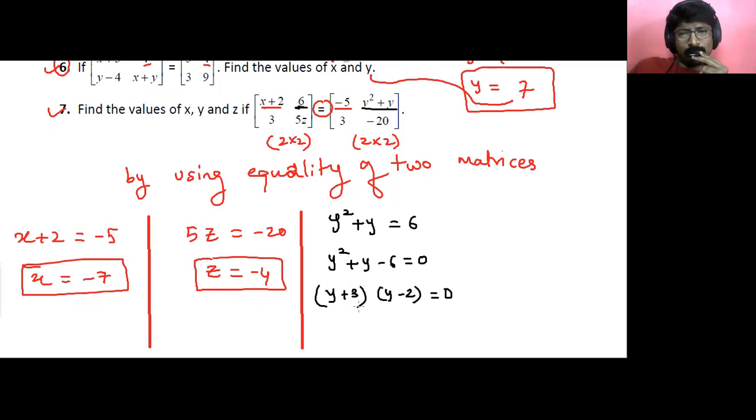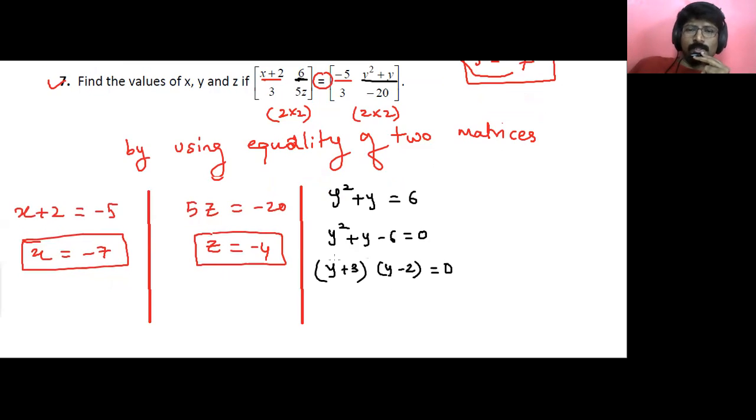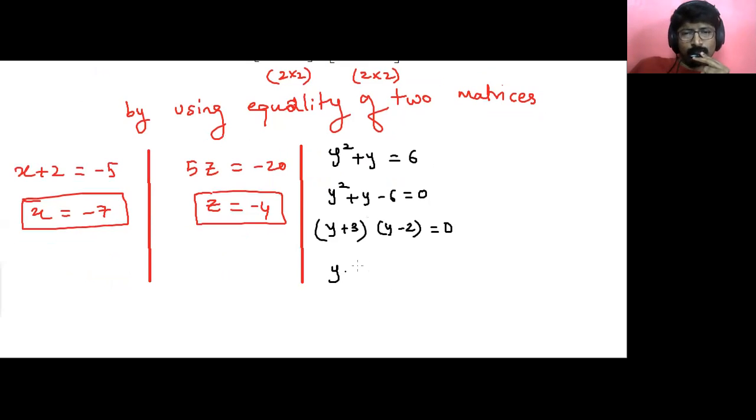So what is this? Y plus 3 into y minus 2. Look at this, y square, and the sum is 1y and the product is minus 6. So all well. So what is the value of y? Y plus 3 would be equal to 0. That means y is minus 3, or y minus 2 is equal to 0. That means y is equal to 2. Students, remember that you cannot do it this way. You'll have to write down all those small steps in your book.